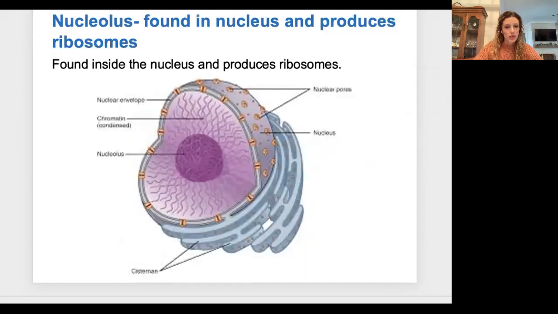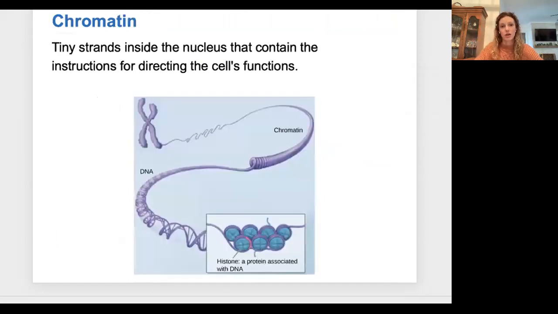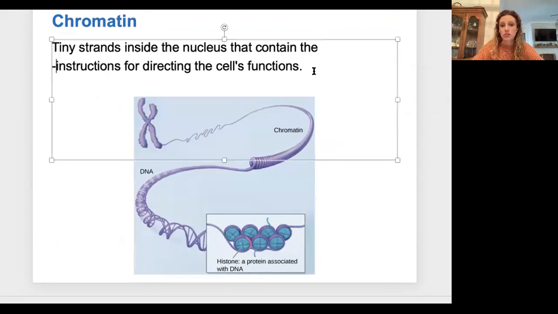Okay, so then we have our chromatin. It's tiny strands inside the nucleus that contain instructions for directing the cell's function. So I just want you to write instructions for directing cell's function, and then it's condensed DNA.